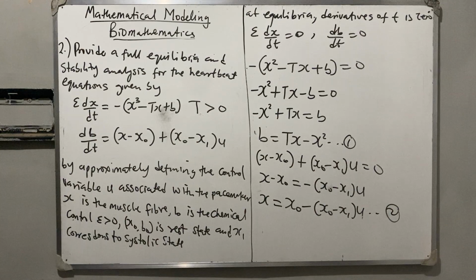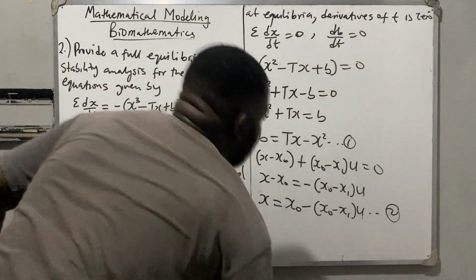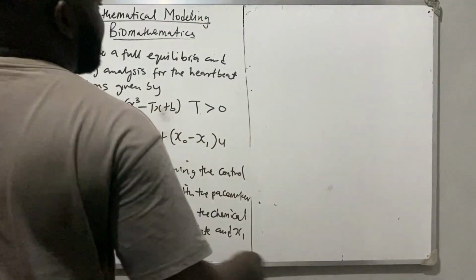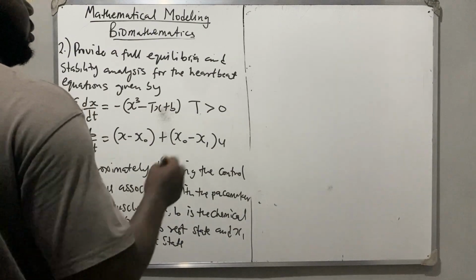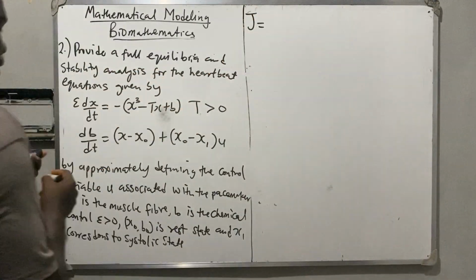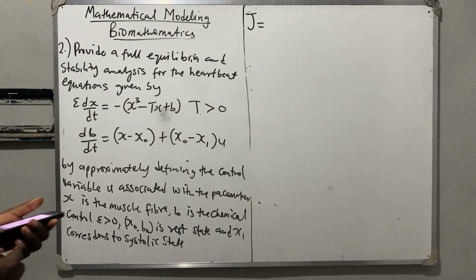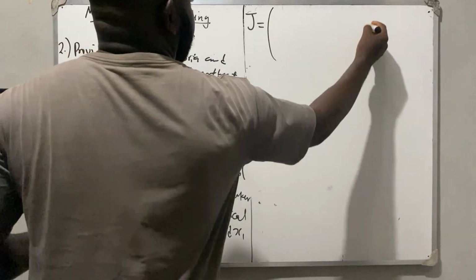So the next thing we're going to find is now the stability. Immediately they ask you to find the stability, the first thing that should come to your mind is using the Jacobian. So to find stability, we are going to use the Jacobian. We'll say that J is equal to, now let me tell you how to fix your Jacobian matrix. First of all, you fix in column before you fix in row. Please fix in column before you fix in row.